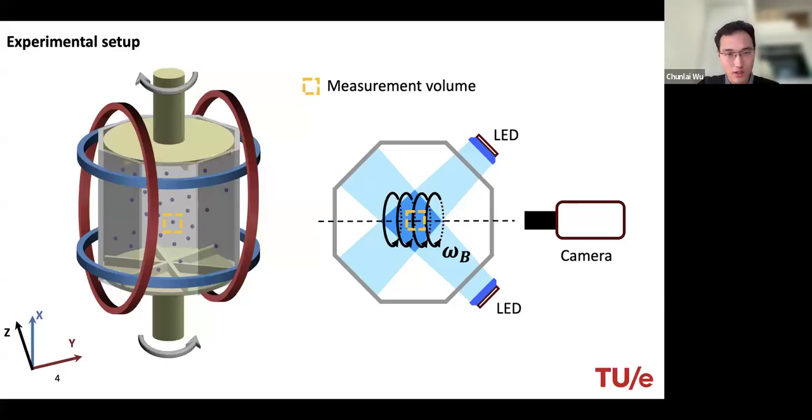And then to record the rotation of those particles, we need only one camera. And of course, we prefer to align this camera with the rotating axis of the particles, which is also the rotating axis of the magnetic field. And then we also need two LEDs on both sides of the camera at 45 degrees, which are indicated on the right.